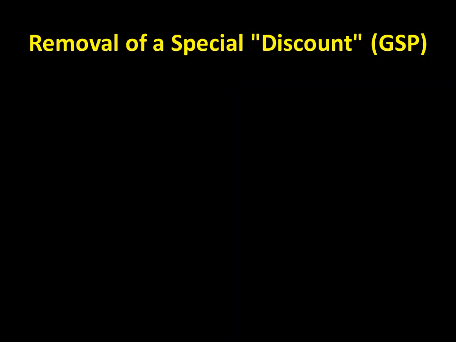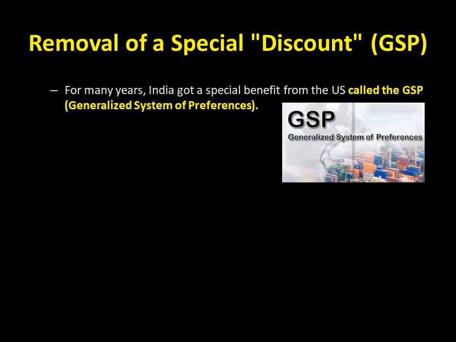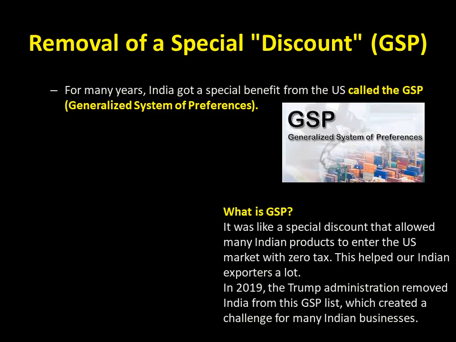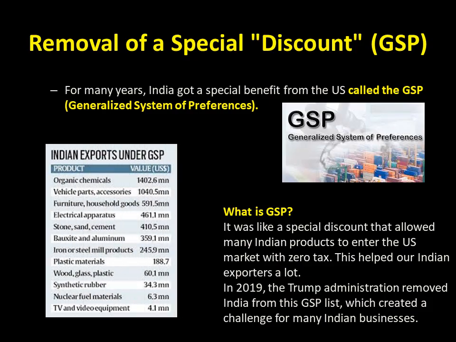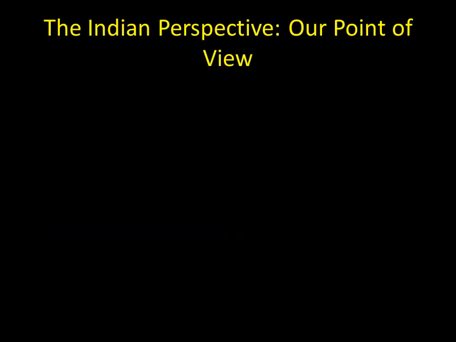Removal of a special discount, the GSP. For many years, India got a special benefit from the US called the GSP, Generalized System of Preferences. Now, what is a GSP? It was like a special discount that allowed many Indian products to enter the US market with zero tax. This helped our Indian exporters a lot. In 2019, the Trump administration removed India from this GSP list, which created a challenge for many Indian businesses.